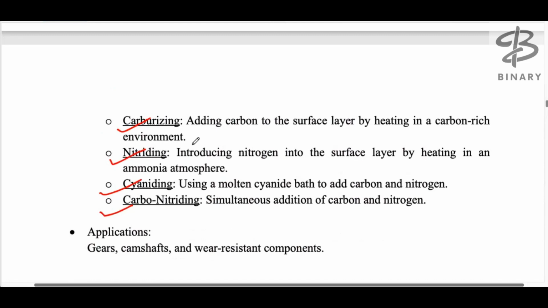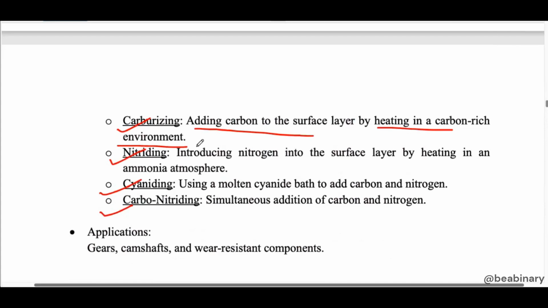What are they? If we go with carburizing, here we add carbon to the surface layer by heating in a carbon-rich environment. So we heat that particular material in a carbon-rich environment, so that the carbon will get attached to the upper surface of that material or steel, so that its hardness will increase. We know that as the carbon content increases, the hardness increases.